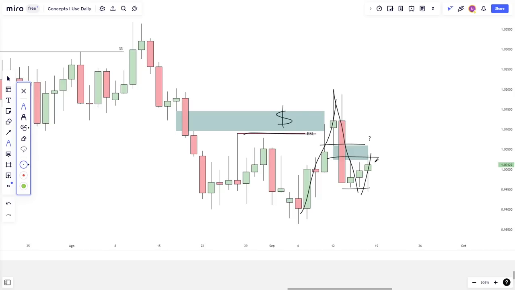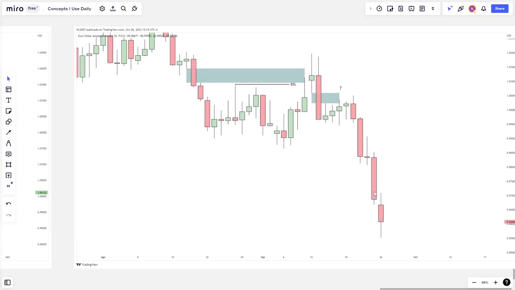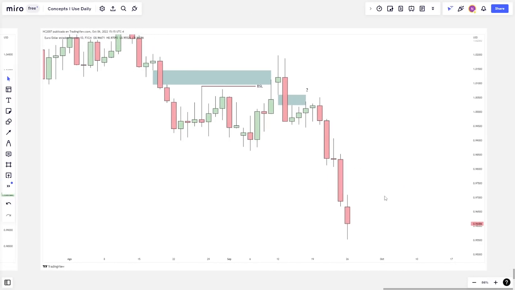Retraces back into a fair value gap. What am I going to expect here? If anything else than a bearish continuation, nothing, right? Nothing. So that's actually really cool. I never used the drones in this app. And this is exactly what happens, right? This is exactly what happens.